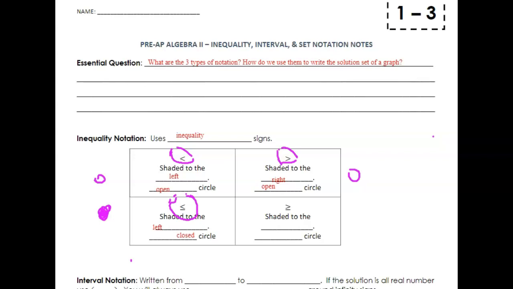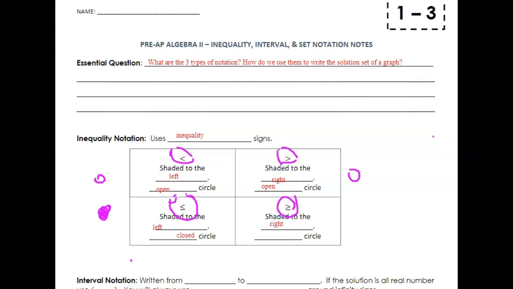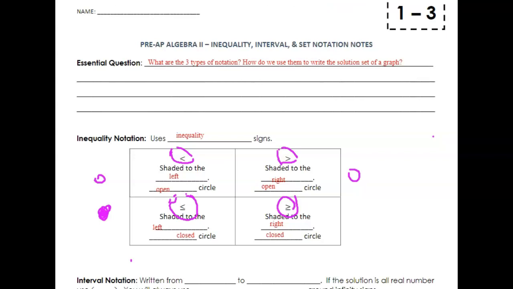And then finally, the last one that you might use is the greater than or equal to sign. On a number line, if you have the greater than or equal to sign, that means just like the greater than sign, you're shading to the right. And in addition to that, because it has the or equal to, you're using a closed circle, which again means that you draw that circle and then you shade it in. So there is a value at that point. Wonderful. So that's inequality notation.